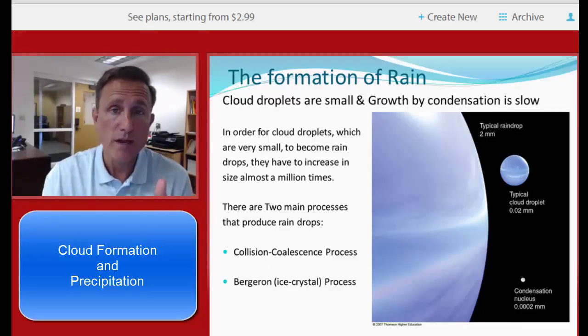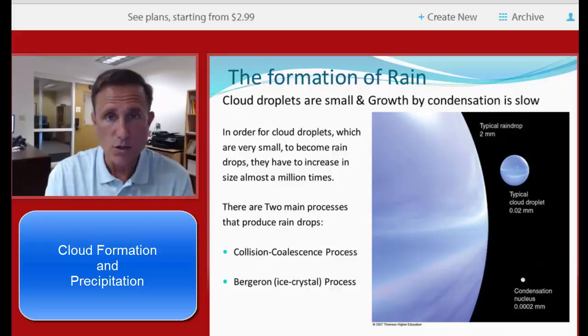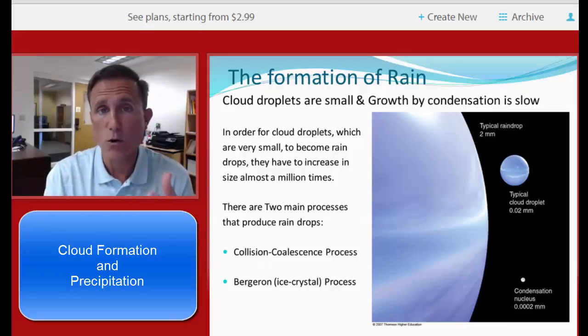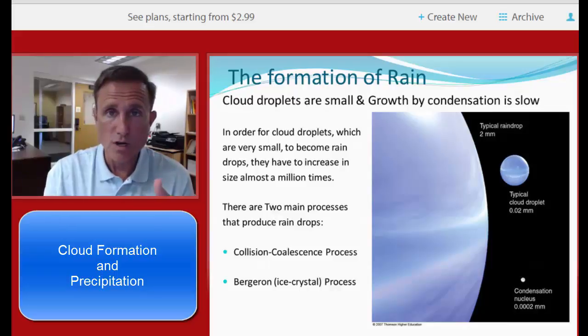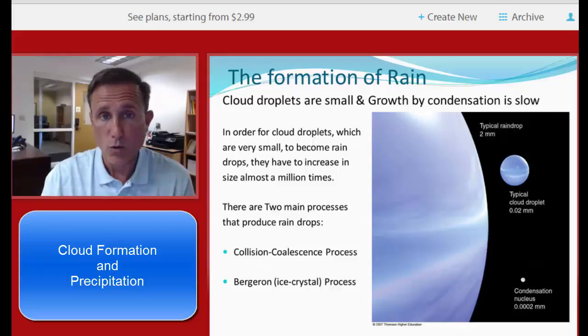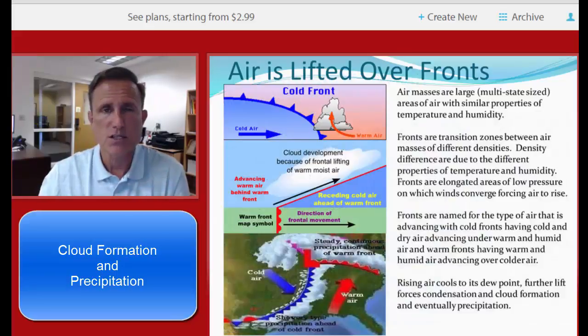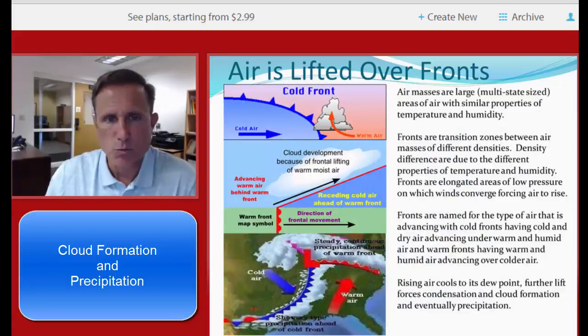So there's two main ways that cloud droplets turn into rain droplets, and that's the collision and coalescence process, and the Bergeron or the ice crystal process. And you can get the details on both of those in your book and in the lecture as well. Of course, once cloud droplets become raindrops, they fall as precipitation. So how does this look at the surface with regards to fronts?